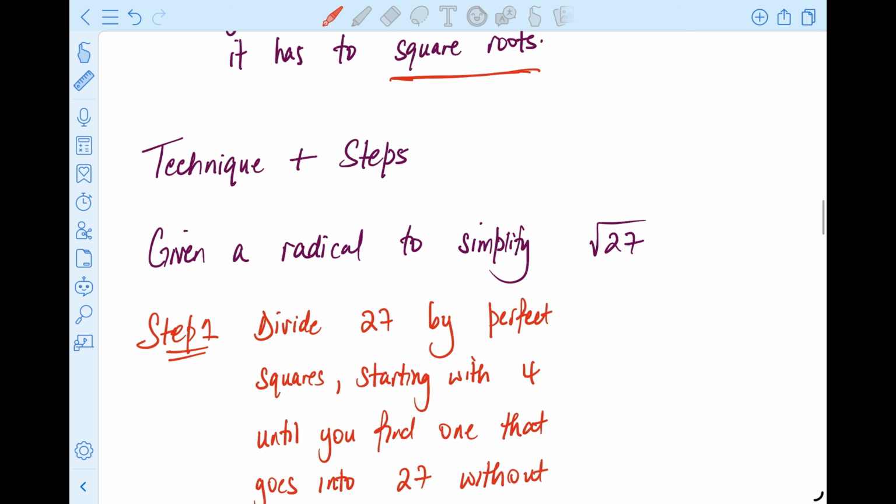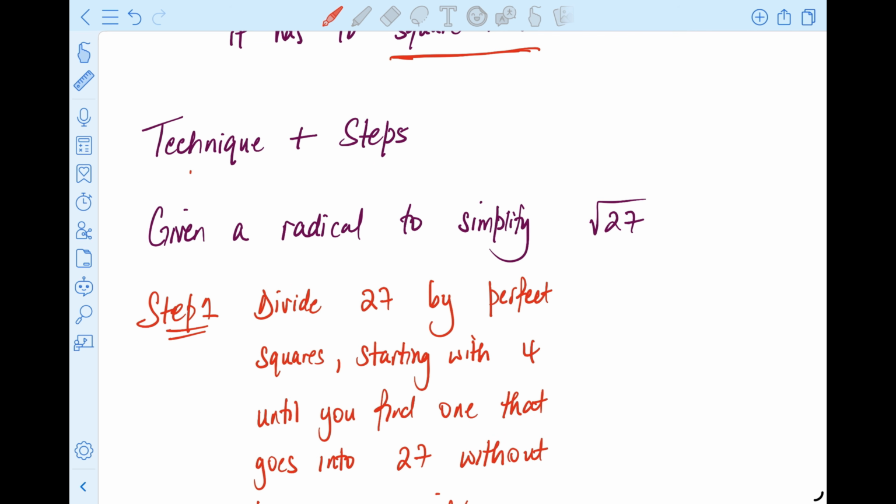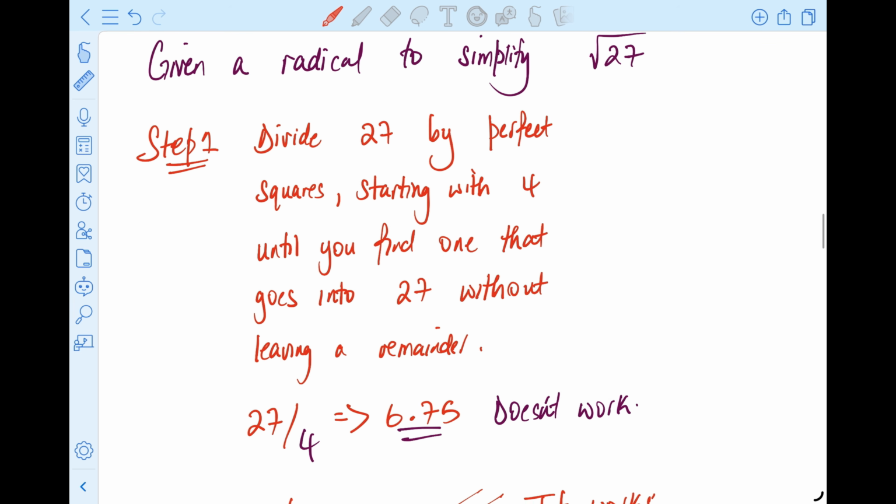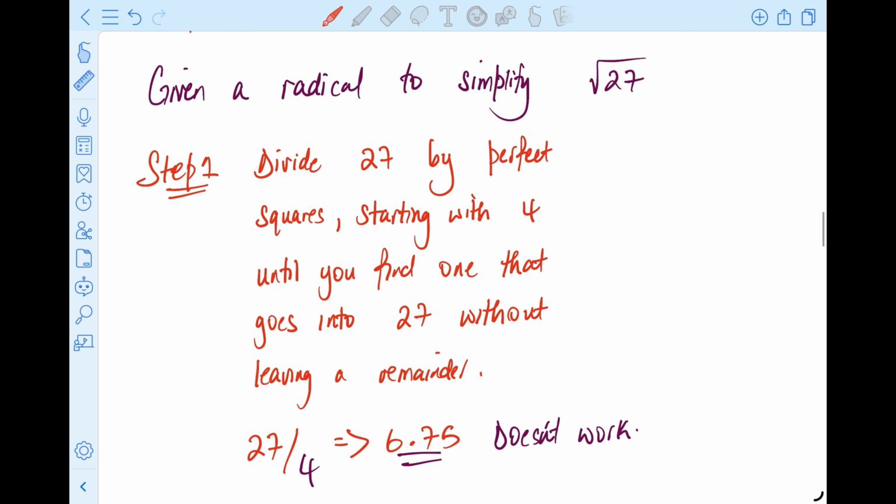So, for example, this is just the technique and steps. Given a radical to simplify, so let's say I say, hey, simplify the square root of 27. These are your techniques. All right. Now, the first step is to divide 27 by perfect squares, starting with 4, until you find one that goes into 27 without leaving a remainder. This is your first step in simplifying radicals, right?